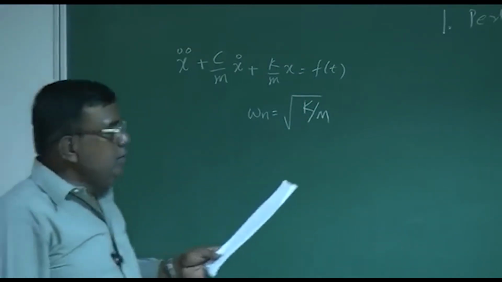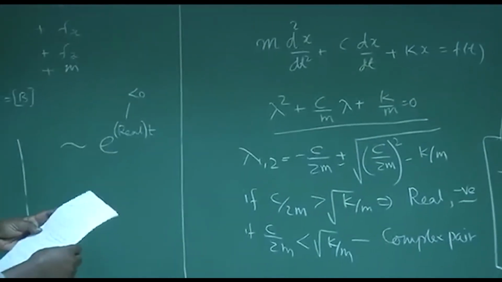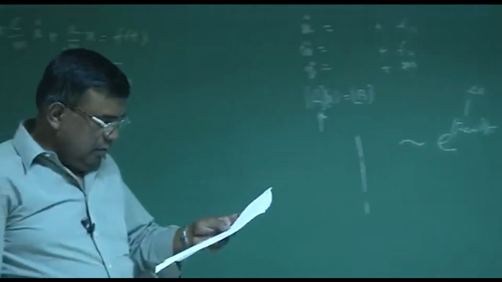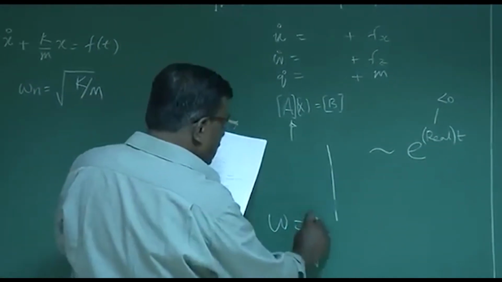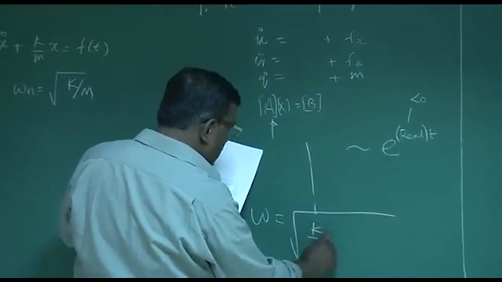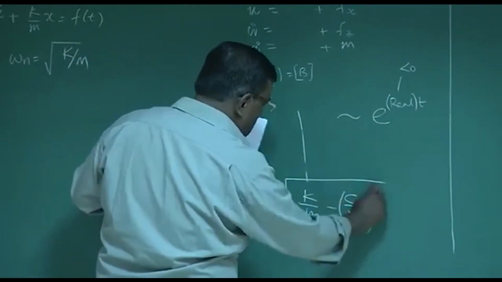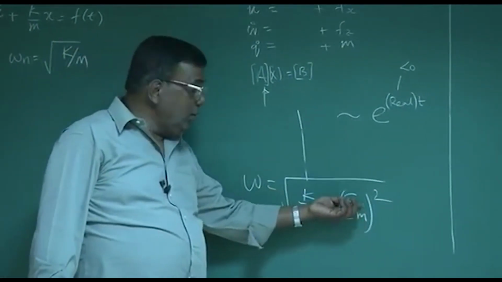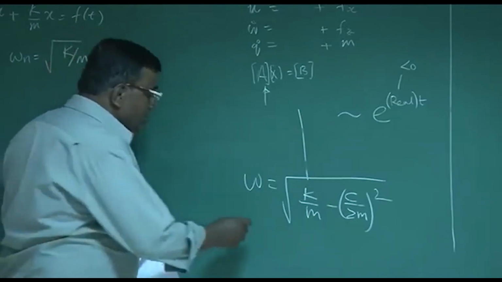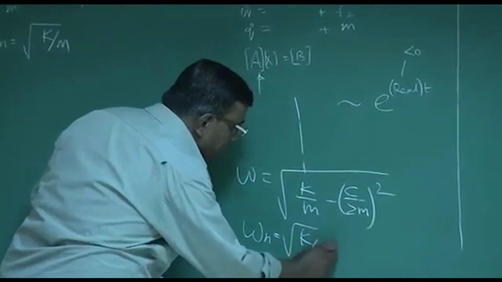Because in the normal case, if you see this sort of equation where we have written lambda 1 and lambda 2, you can write omega equal to, these are all textbook material which you have already studied, and c by 2m square, right? But if damping is 0, if c is 0, then this becomes omega n, which is nothing but under root k by m. Right. So that is exactly what I am writing here.